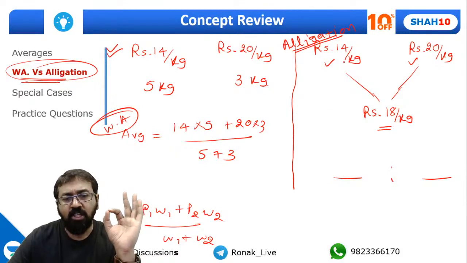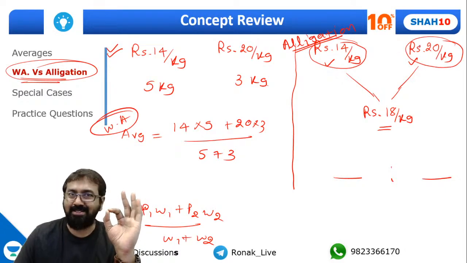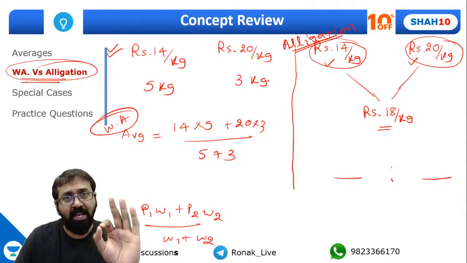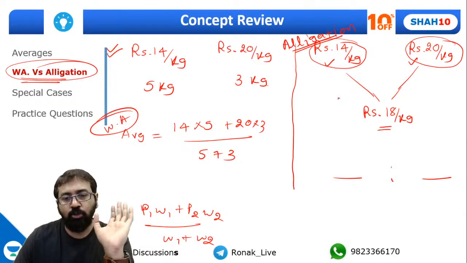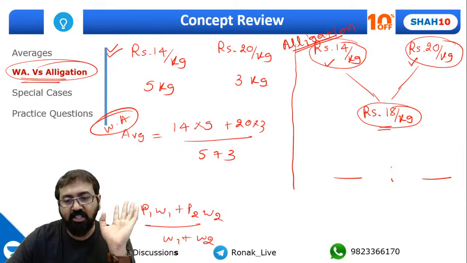Let's understand now. So guys, normally in rule of allegation we write the cheaper ingredient on the left hand side and the dearer one on the right hand side. Okay, the cheaper one, write it on the left side, the dearer one on the right side, and the average that is given, write it in the center. That's the first step done. Now what you have to do is, subtract this average from the dearer one and write it diagonally opposite. So what is 20 minus 18?